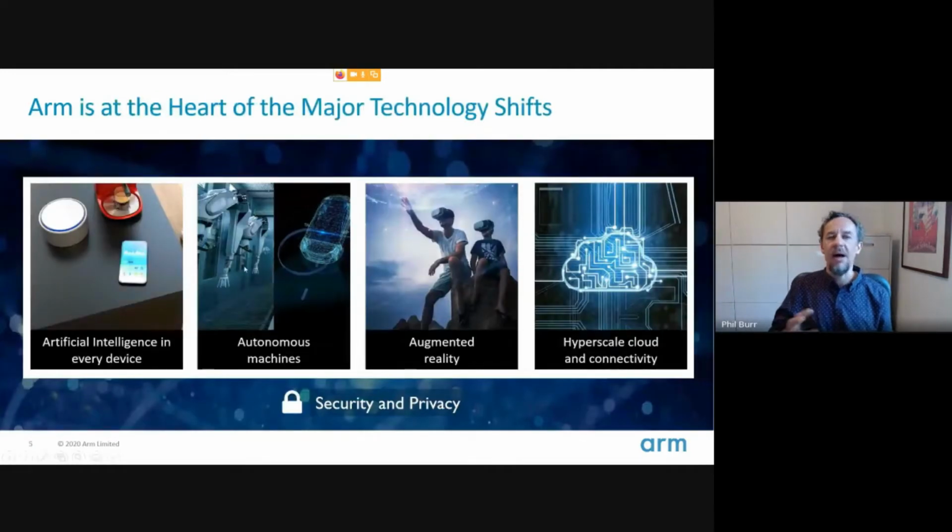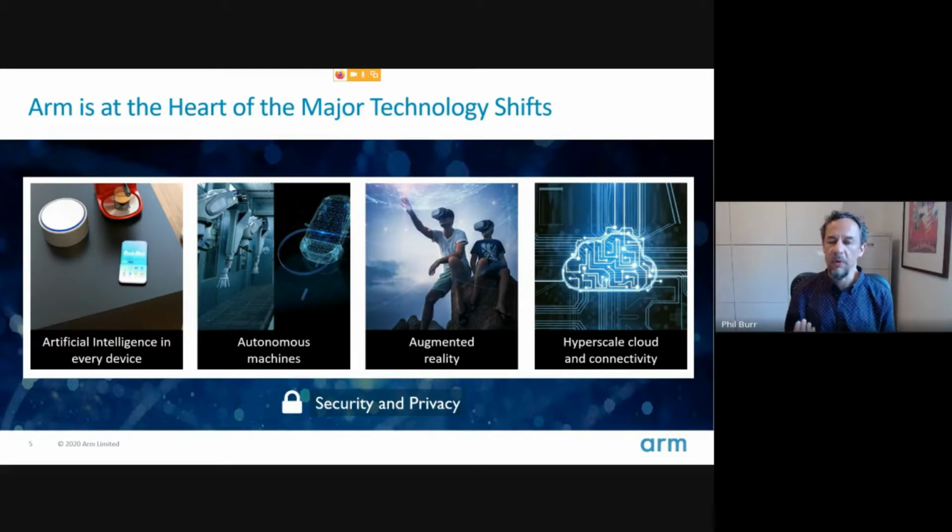And we're at the heart of the major technology shifts. AI, or intelligence in every device, whether that's IoT or smart connected things, and so on. A lot in autonomous machines, in AR devices, whether that's mobile or consumer, and then in cloud and hyperscale compute. And underpinning all of that is an incredible amount of work that we do in security and privacy.